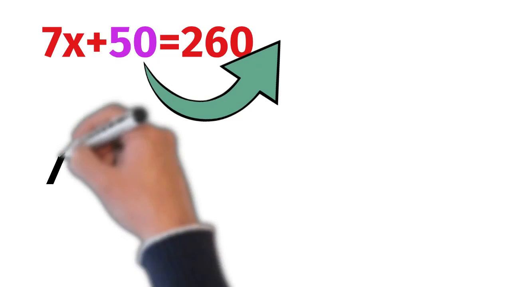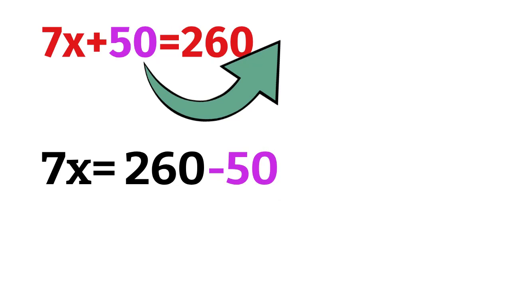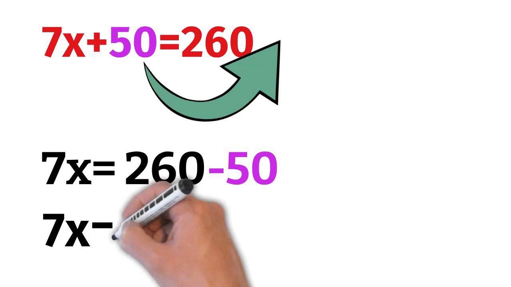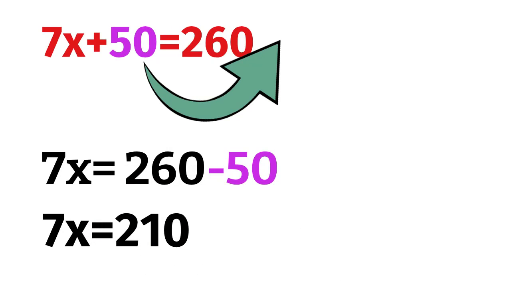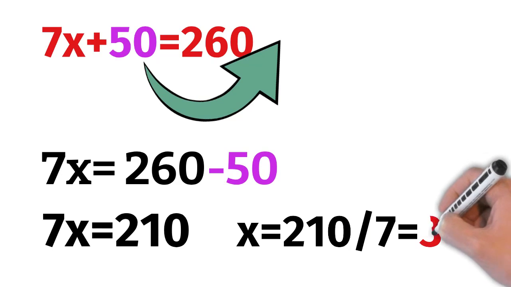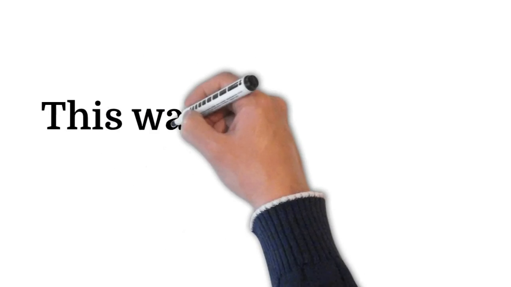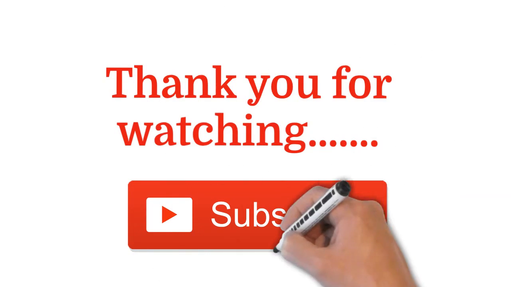Now let's solve the problem. Transposing 50, we get 7x = 260 - 50, or 7x = 210. Dividing both sides by 7, we get x = 210/7 = 30. This is the answer, or the asked number. This was all about this chapter.